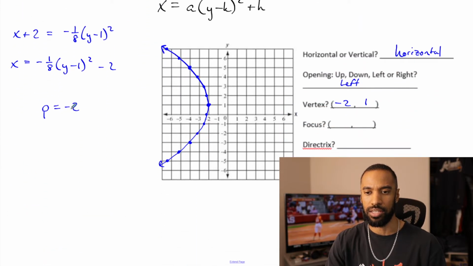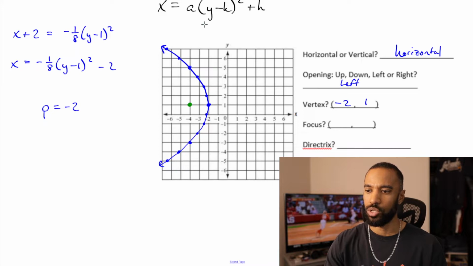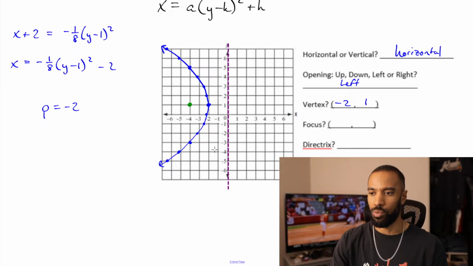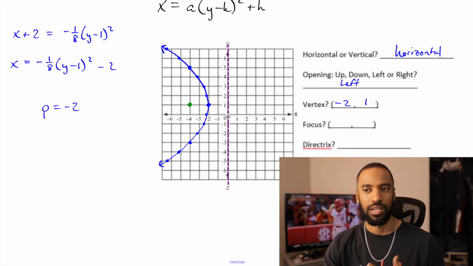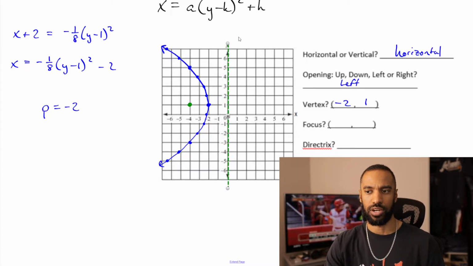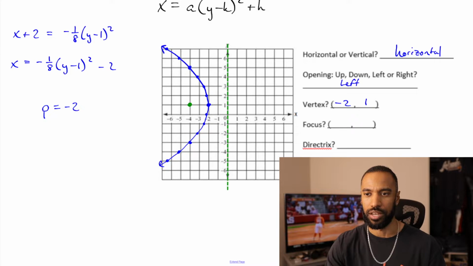It's not, because the a is still -1/8. So my focus is going to be here, and my directrix is going to be here. It's going to be 2 away in both directions. So once again, they're not helping you very much in making different kinds of questions here. It's still a -1/8 thing going on, and it was still left facing.